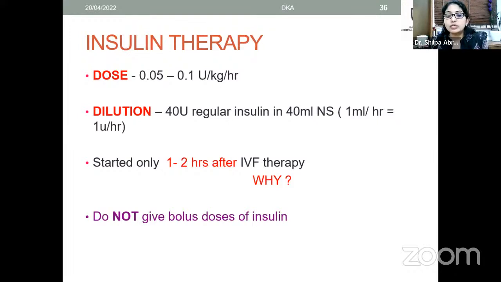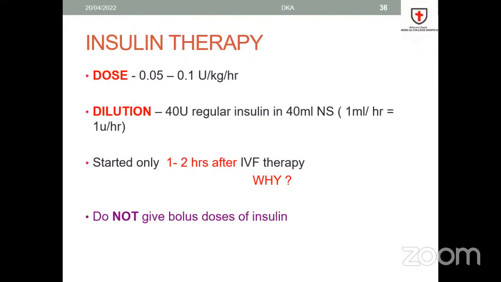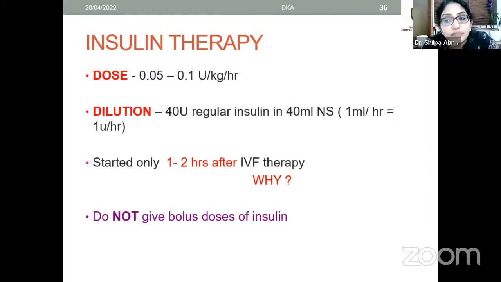When you start with your fluid therapy itself, because the dehydration gets corrected, with your first bolus itself the renal perfusion will improve. When the renal perfusion improves, there will be loss of glucose in urine. So with that itself, your glucose will come down. So if you are giving insulin along with that, your glucose will come down very rapidly.